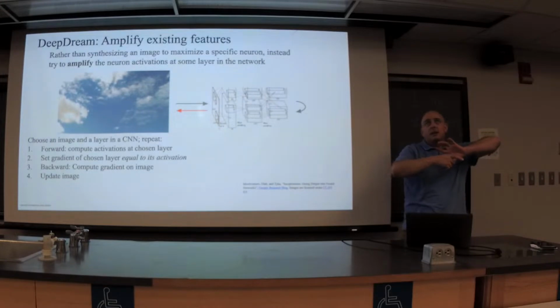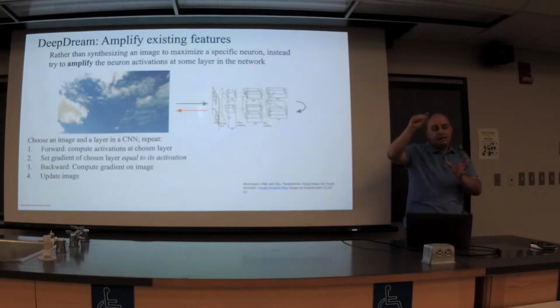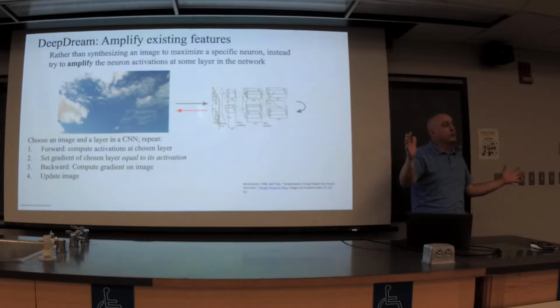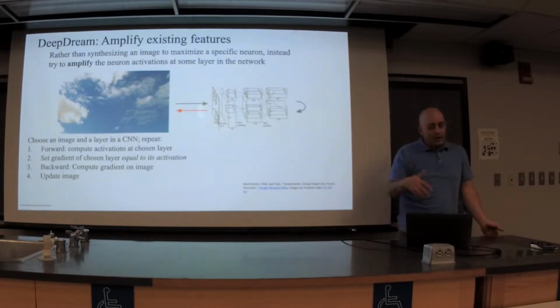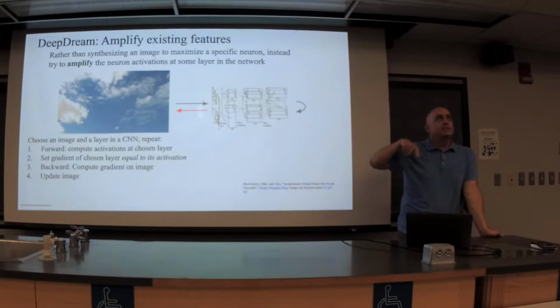That means that if a pixel or a neuron in a feature map is highly activated, then the gradient there is going to be very large in that same direction. And so that's going to have the effect of amplifying activations all over the network. So if you use this signal to adjust your pixels, what do you get?